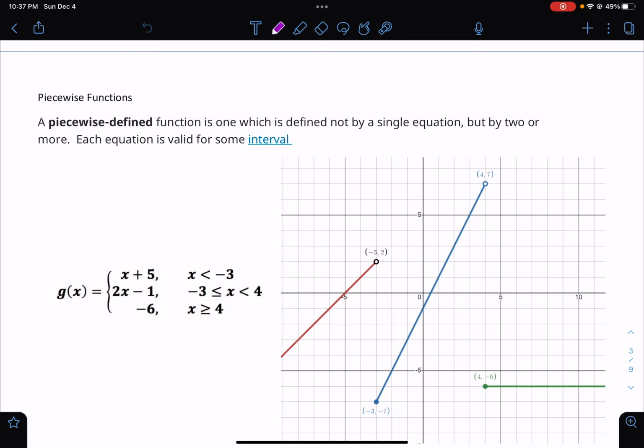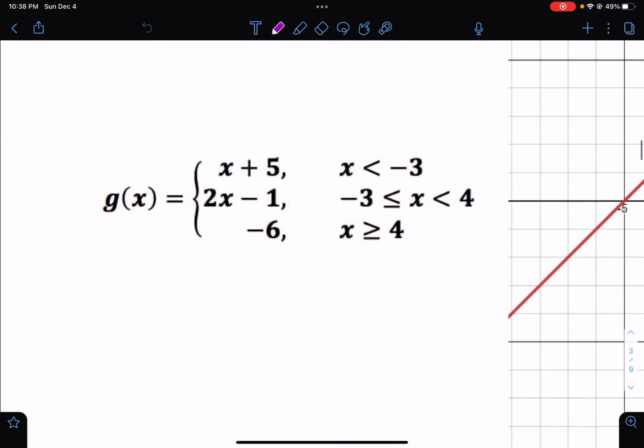A piecewise defined function is one which is defined not by a single equation but by two or more. Each equation is valid for some interval. Basically, this means that certain pieces of the function are defined differently depending on what your input is, okay?